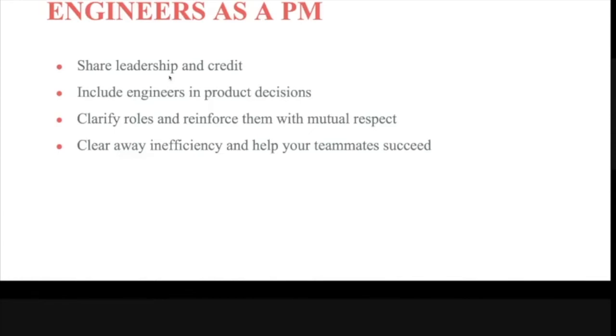Clarify roles and enforce them with mutual respect. So clarifying roles within your team and making sure that these are the people doing the certain work that they're supposed to do. Clear away inefficiency and help your teammates succeed. So I guess that would be micromanaging. Having trust in your team and having less micromanaging within your processes will definitely benefit your team and efficiency.